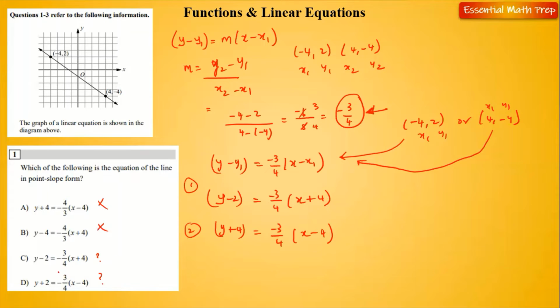Clearly, while this part of it looks right, this part, if it had 4, it would have been a correct choice. So that's incorrect. This is correct because this is an exact match. Y minus 2 equals negative 3 over 4 times x plus 4. So that is the correct answer.